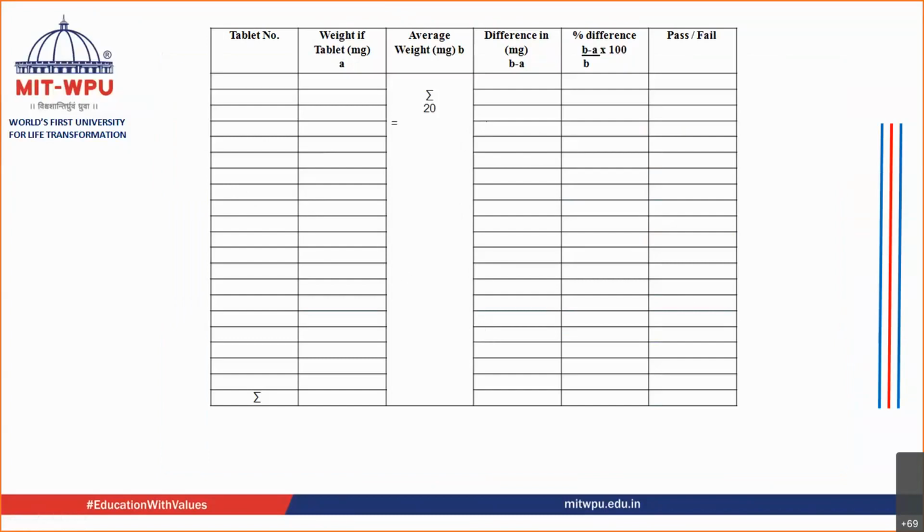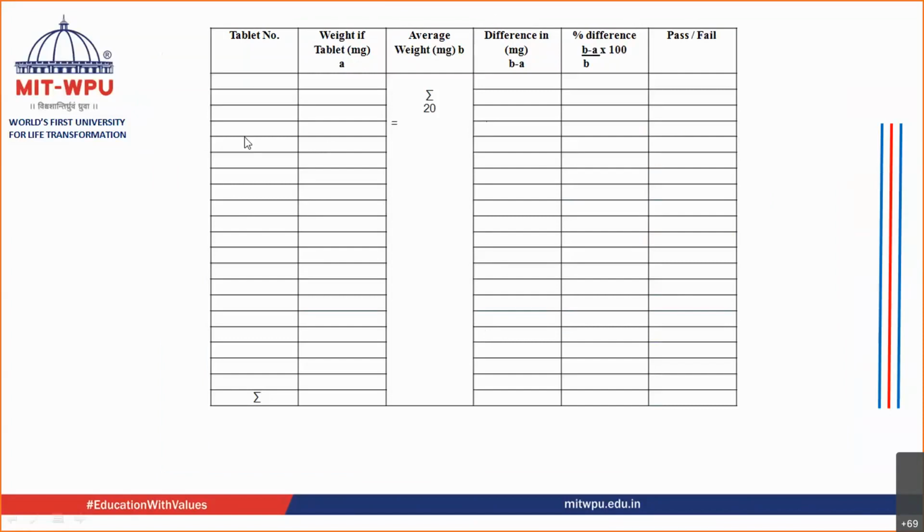Within 5 minutes you will be able to prepare this table. Okay. Yes, ask me. Sir, Ved is telling that he didn't understand. Can you repeat again? One minute, let me see the chat. Okay, he has not understood about the average weight.